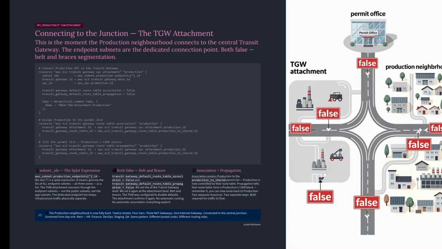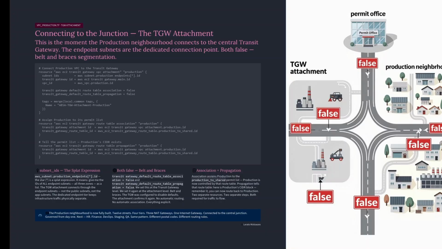Transit gateway route table propagation. Transit gateway route table, here is production's CIDR block. Remember it. You can now route back to production. Routes to transit gateway, for_each. Production's application subnets can reach DevOps and staging via the transit gateway.